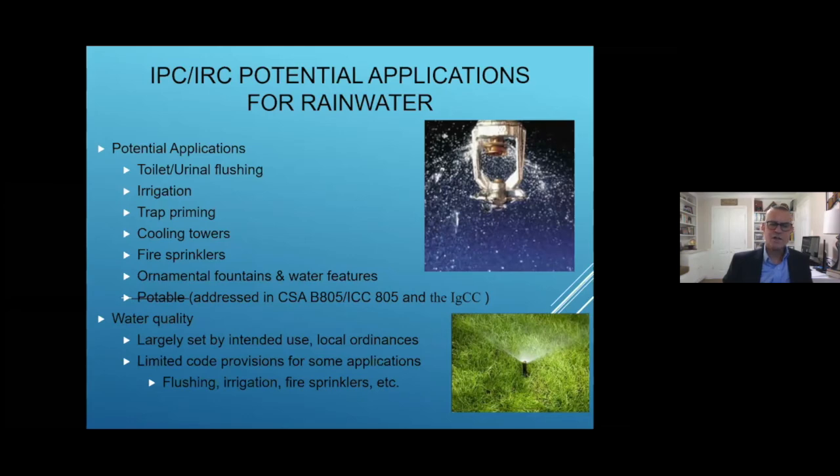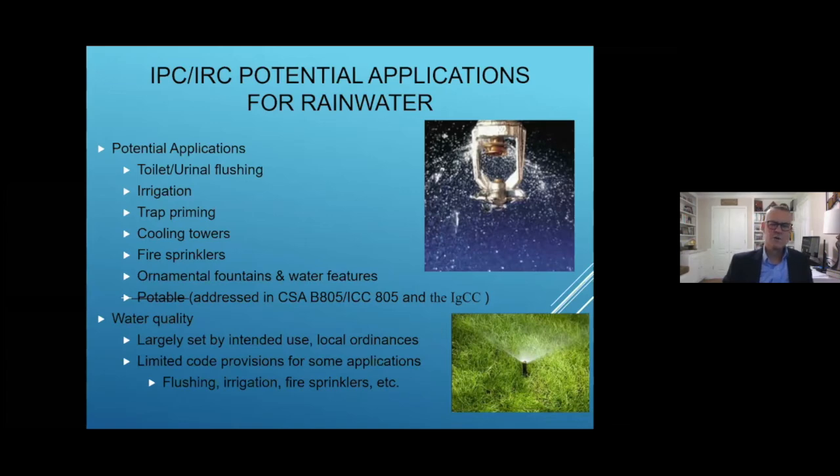So, water quality, again, might be set by the local health department. There's very little descriptive information in there because it strictly depends on the use that you're going to use the water for. 100 microns particulate filtration is required for water closet use, for example. That's about the most descriptive it gets in the IPC and the IRC.